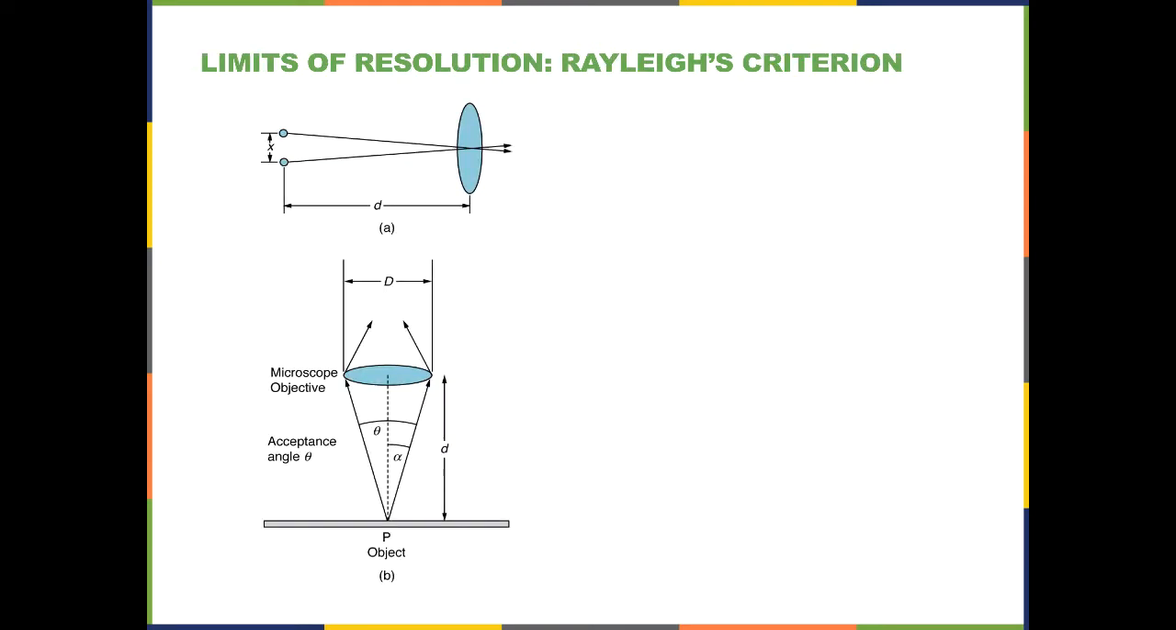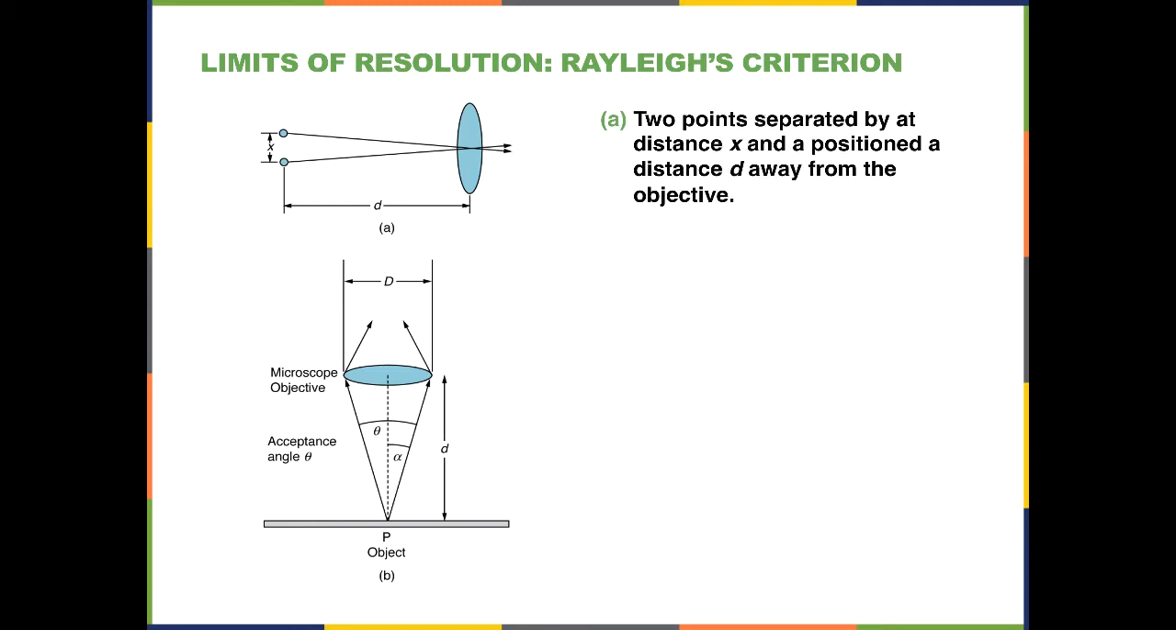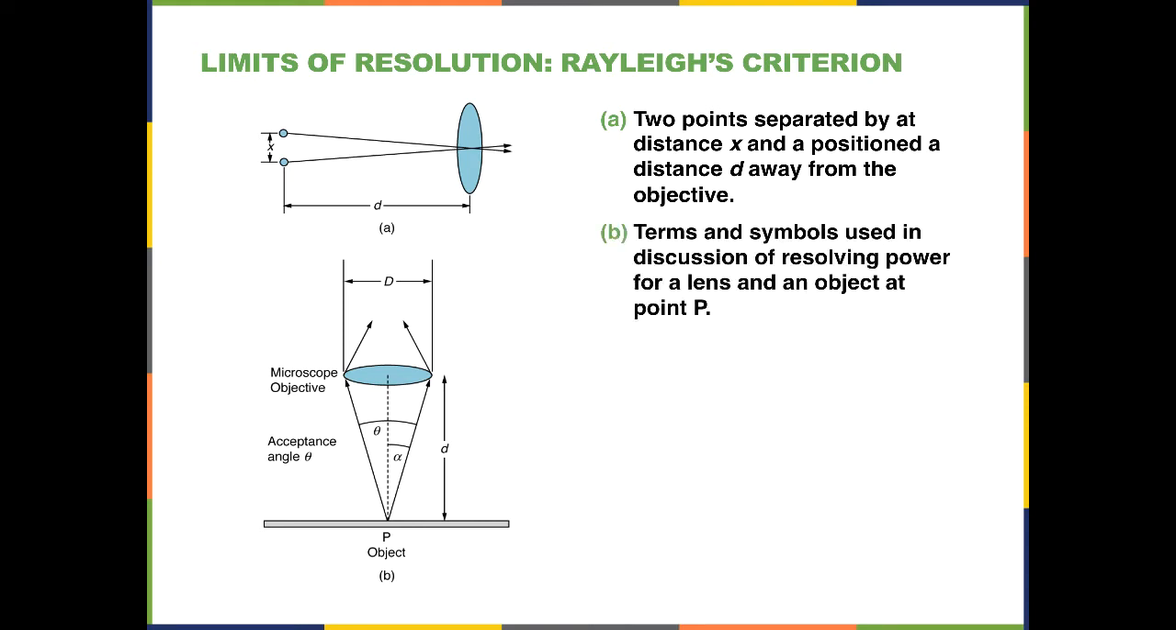times lambda over D. So if you're looking at something at a distance, you have two points that are separated by a distance x, and they are positioned a distance d away from an object. Then, in terms and symbols used to discuss the resolving power for the lens, the object is at point P. So you have here that the d represents the diameter of the lens, and here's the resolving power of the lens.